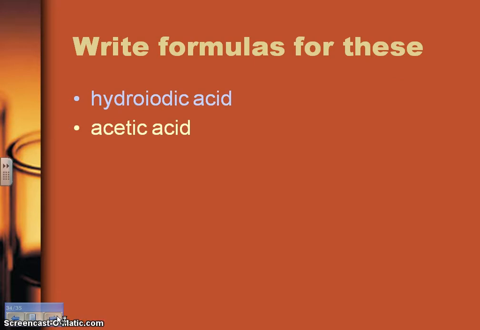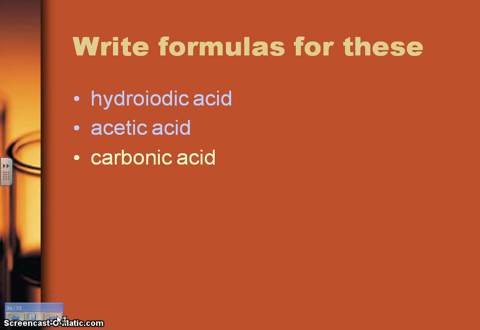Acetic acid. Acetic acid has no prefix of hydro before it, so we know it's going to be one of our polyatomic ions. So we know that we're going to have hydrogen and our polyatomic acetate. And acetate is C2H3O2 with a -1 charge, +1, -1. They balance each other out. We need 1 of each. We have the formula for acetic acid.